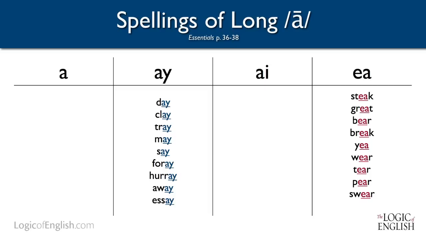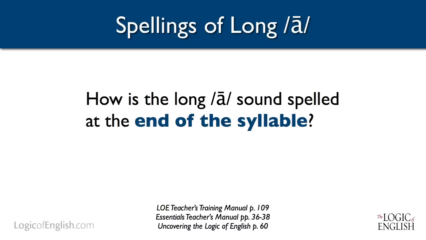Now, once again, this would be a great thing to put as a word wall within your classrooms, and throughout the year begin to collect words with these multiple spellings. All right, how is the long A sound spelled at the end of the syllable? All right, you got it? That's right, it's spelled with a single letter A.